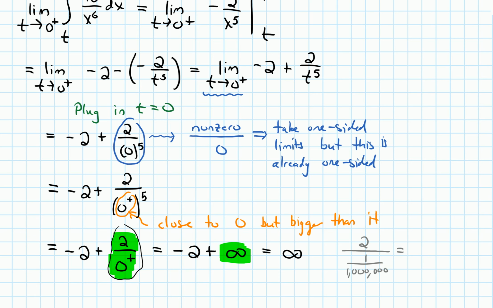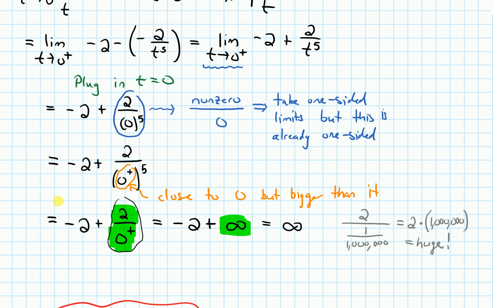So if you take 2 and you divide it by a fraction like this, that's the same thing as multiplying by the reciprocal. So you get 2 times the reciprocal, 1 million. And when you take the reciprocal of that thing, it makes it really huge. This is huge now. And that's why it ends up being infinity. The smaller I make this denominator, when I take the reciprocal, the bigger that is. And that's what makes it go to infinity.